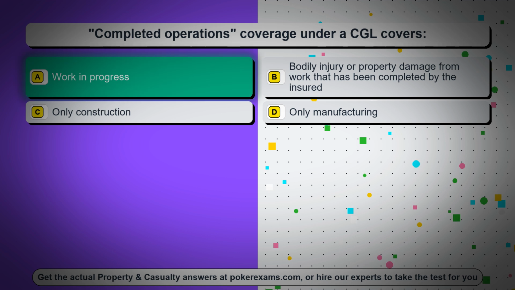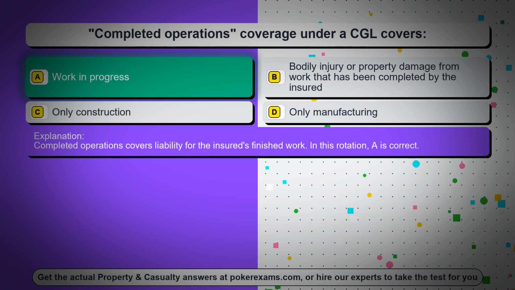The correct answer is option A, work in progress. Completed operations covers liability for the insured's finished work. In this rotation, A is correct.